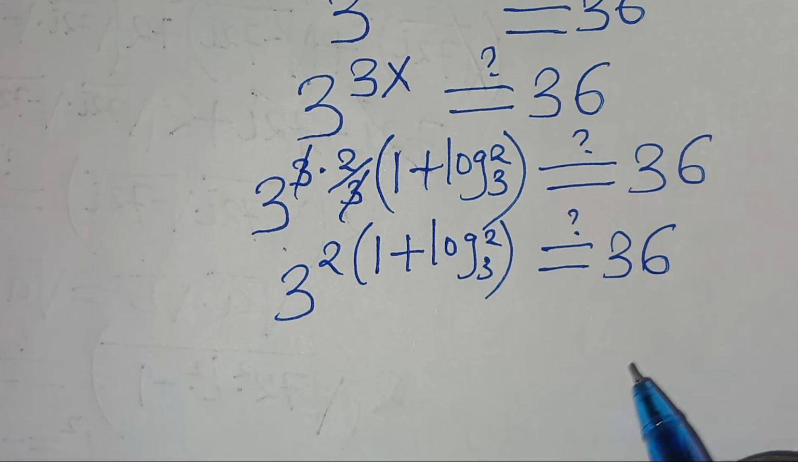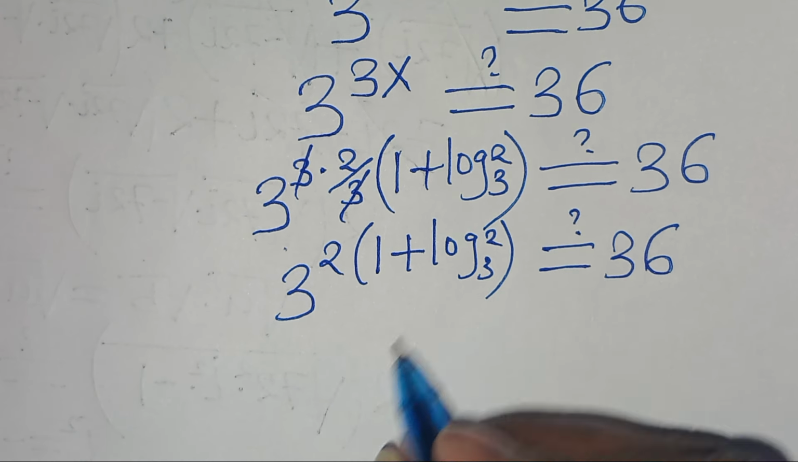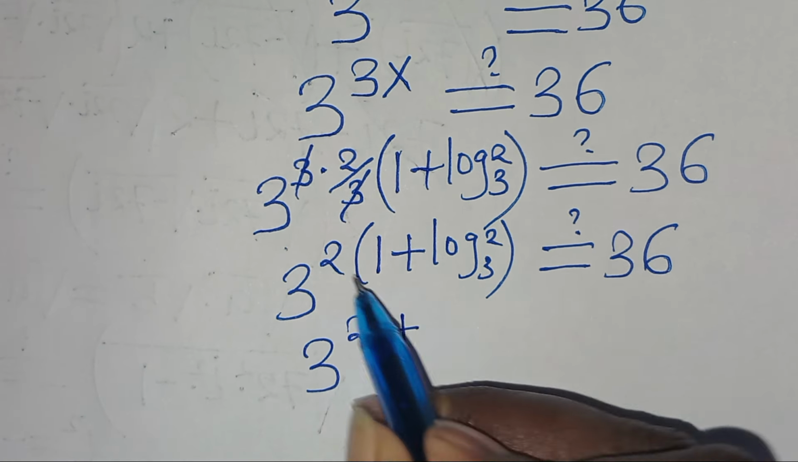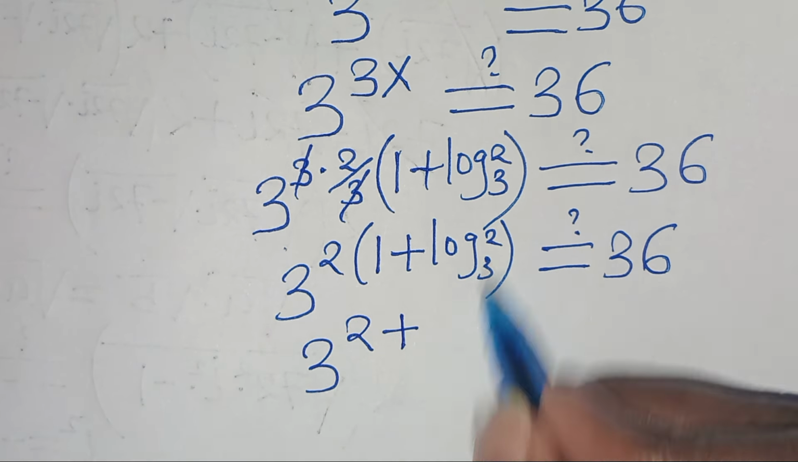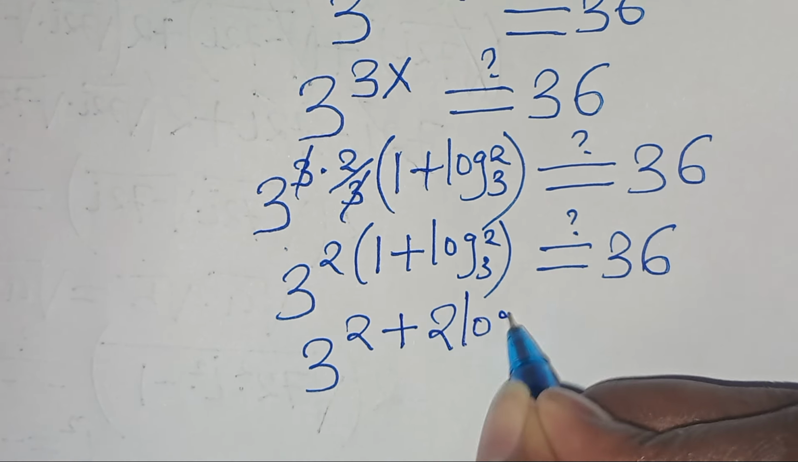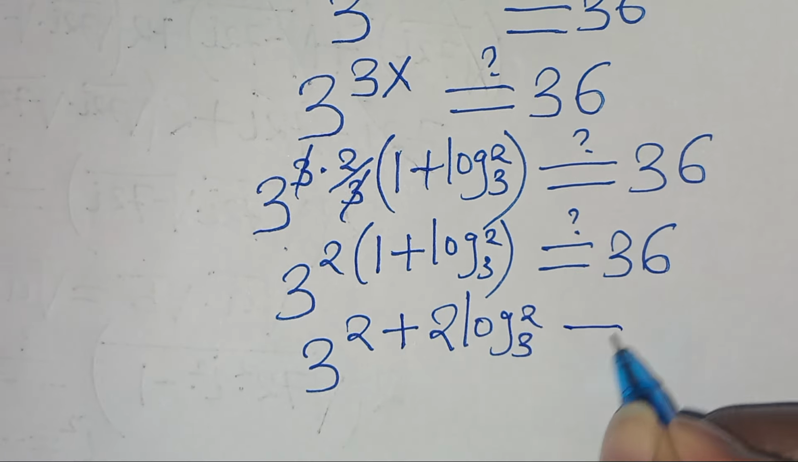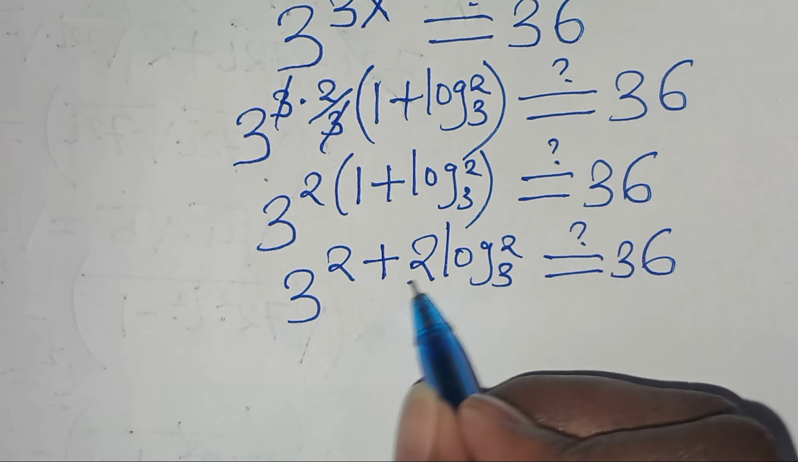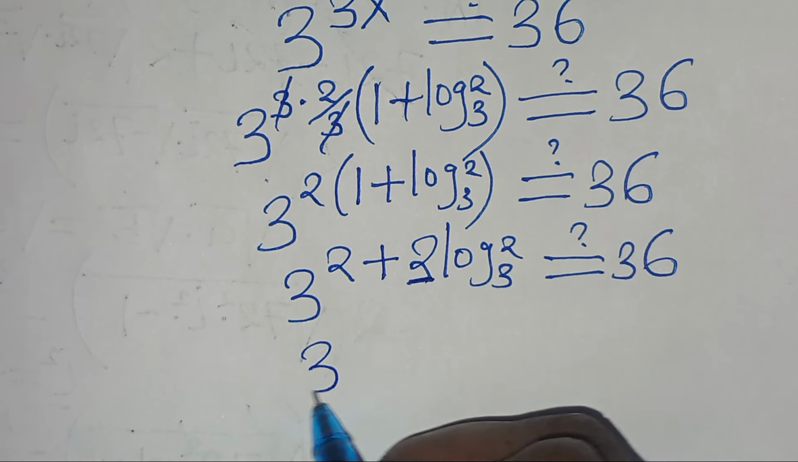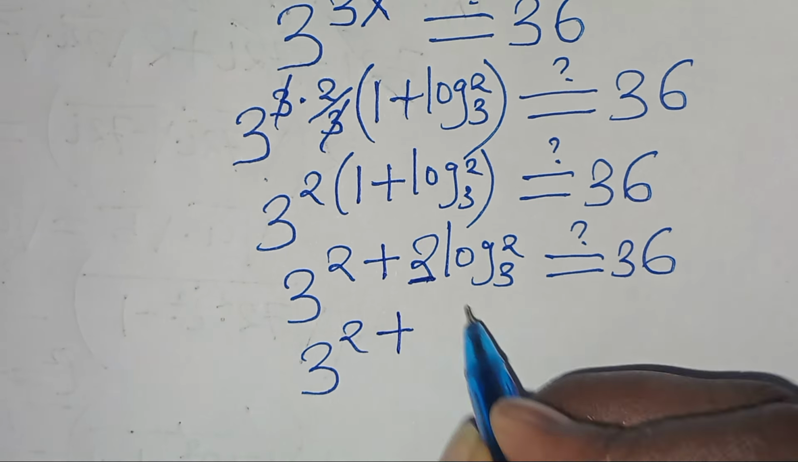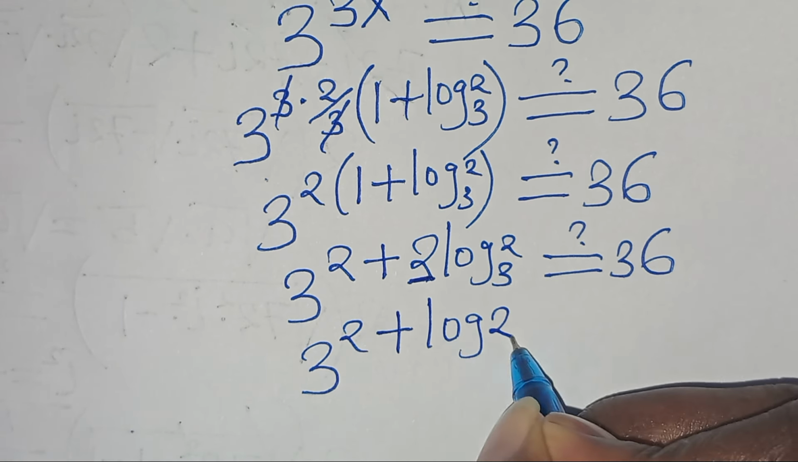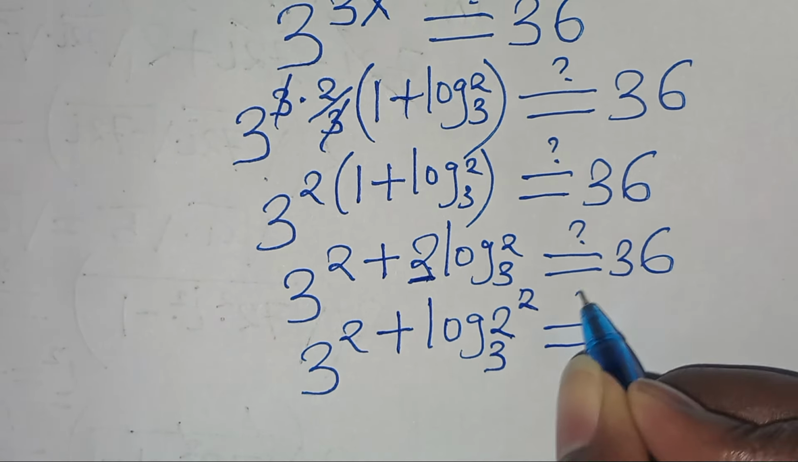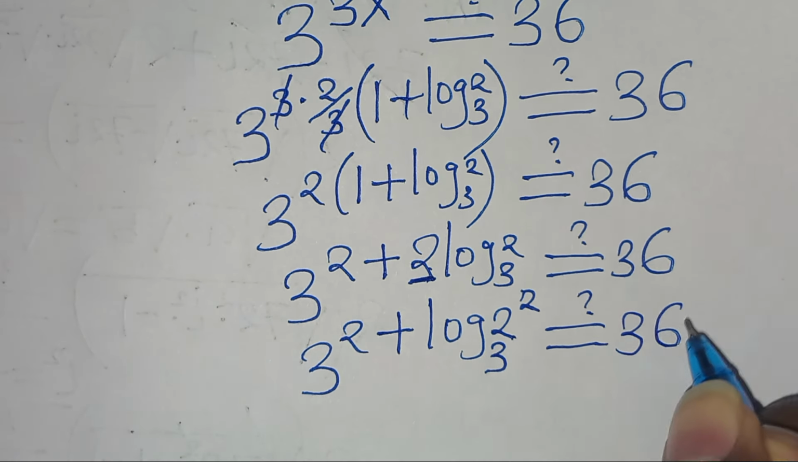So we have that. Let's open the parentheses here. This is 3 to the power of 2 times 1. This is 2. Then plus 2 times 2. That is 2 times log 2 to base 3. This is 2 log 2 to base 3. This is supposed to give us a value of 36. So 2 is a power, so we can express this as 3 to the power of 2. Then plus, this is log 2 to the power of 2, then to base 3. This is supposed to give us a value of 36.